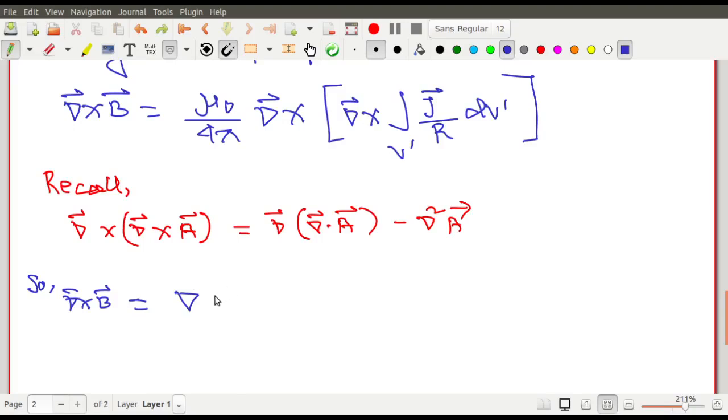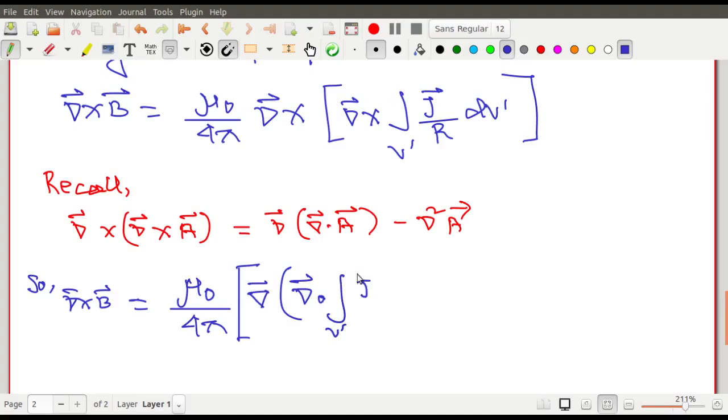ওকে, মিউ 0 বাই 4 পাই লেট মি কিপ সেপারেট, এটাকে আগে সেপারেট করে দাও। এইবার শুরু, প্রথম হচ্ছে গ্রেডিয়েন্ট ডাইভারজেন্স অফ এ। সো গ্রেডিয়েন্ট সিম্বল দিলাম, দেন ডাইভারজেন্স অফ এ, ডাইভারজেন্স মানে ডট থাকবে, গ্রেডিয়েন্টে নো ডট। হু ইজ মাই এ? My a is integration of j by r into dv dash. This first part is over.